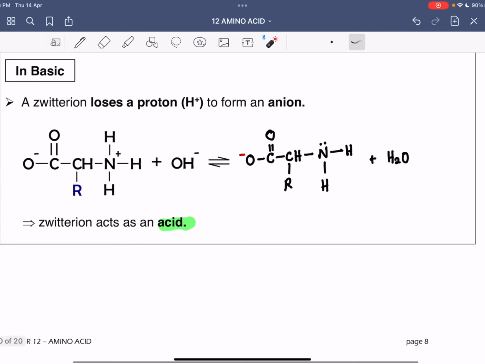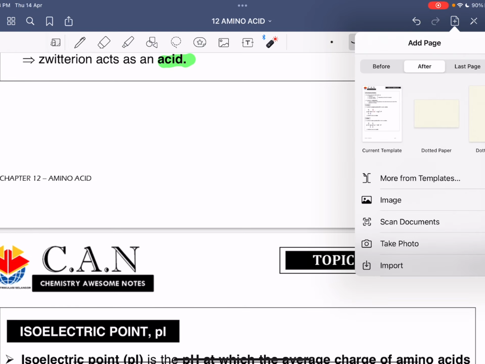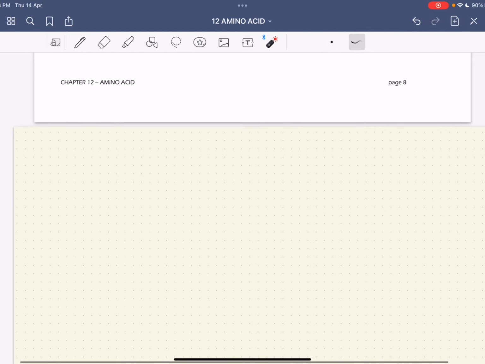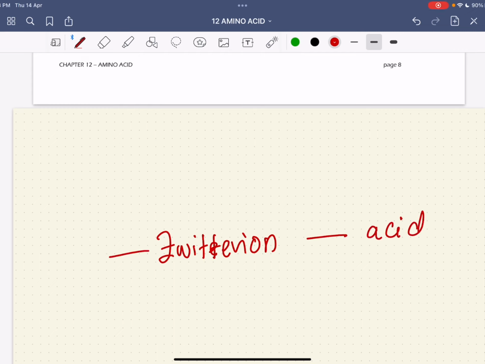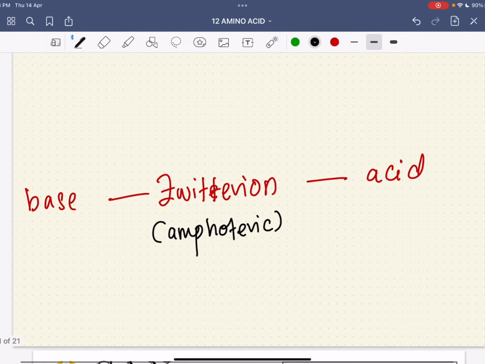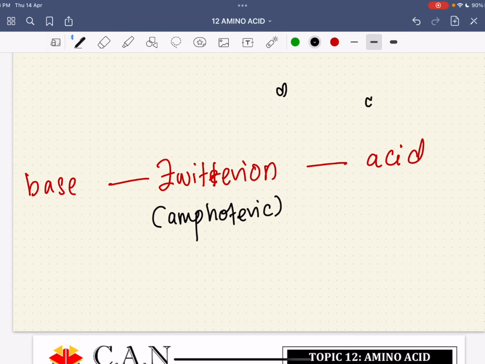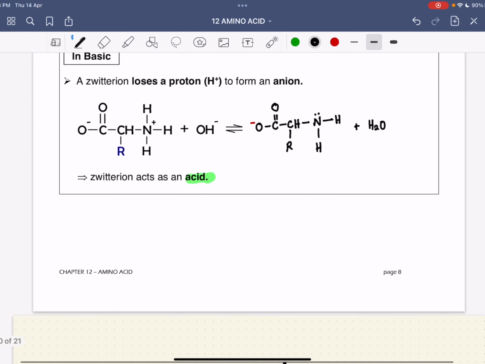So what do you have to remember? Zwitterion can act as an acid, and can also act as a base, because it is amphoteric. Do not forget that. Just remember that.